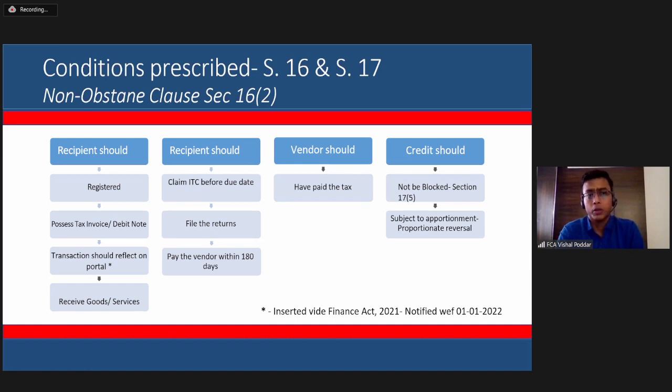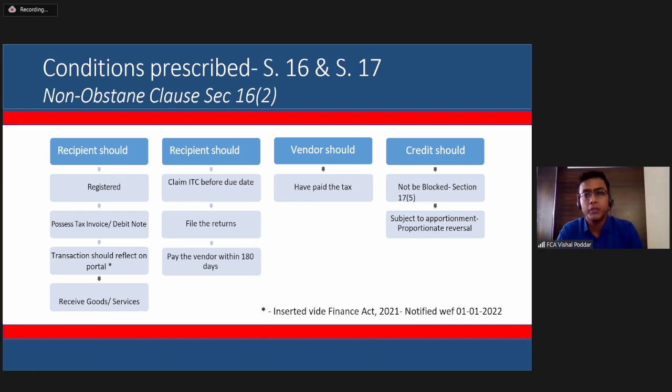Then, most important, the amendment which was brought last year, but which has been notified to be effective from 1st of January 2022, that is this year, is that you will be eligible for credit only when it reflects in your GSTR-2B. Now, this point was introduced in the form of 16(2)(aa) last year itself. However, it was not notified.